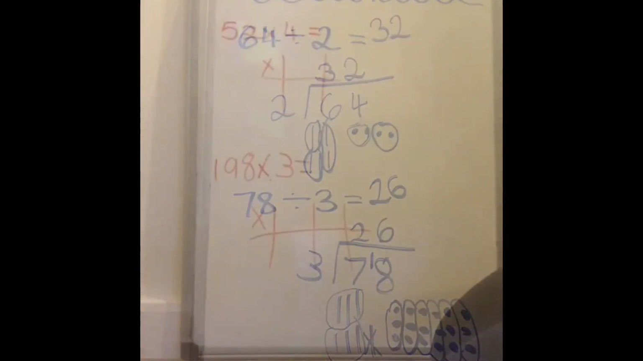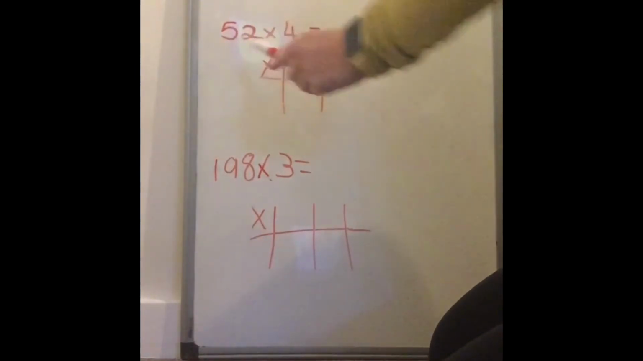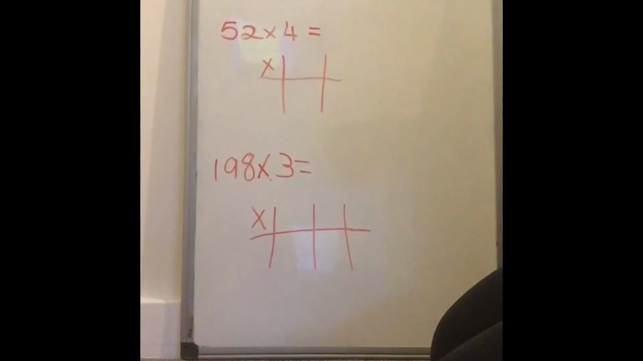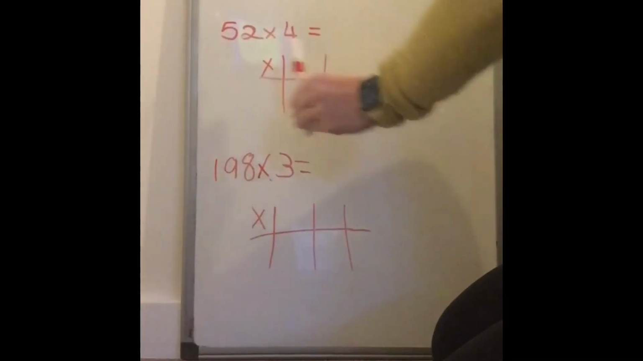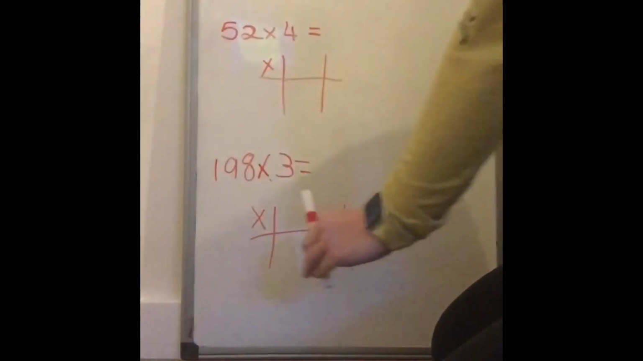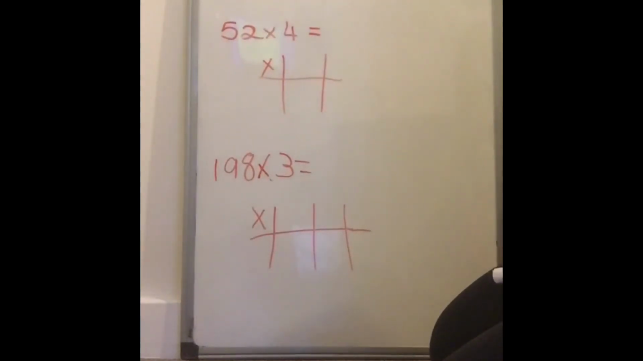Well done. We use the grid method when we are multiplying large numbers that may be a bit trickier. This could be 2-digit numbers that aren't in the 2 times tables, or 3-digit numbers. Now with our grid method, we always have our times sign up in the top corner, and then we've got 2 columns in this one because we're dealing with a 2-digit number, and we've got 3 columns in this one because we're dealing with a 3-digit number.